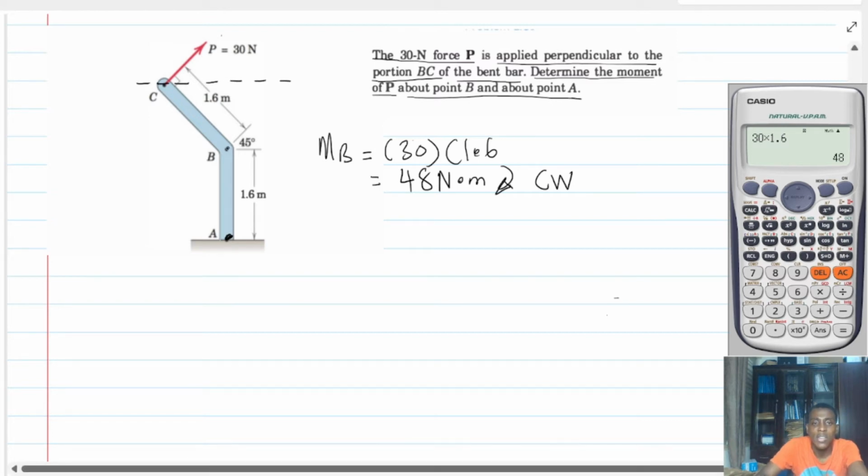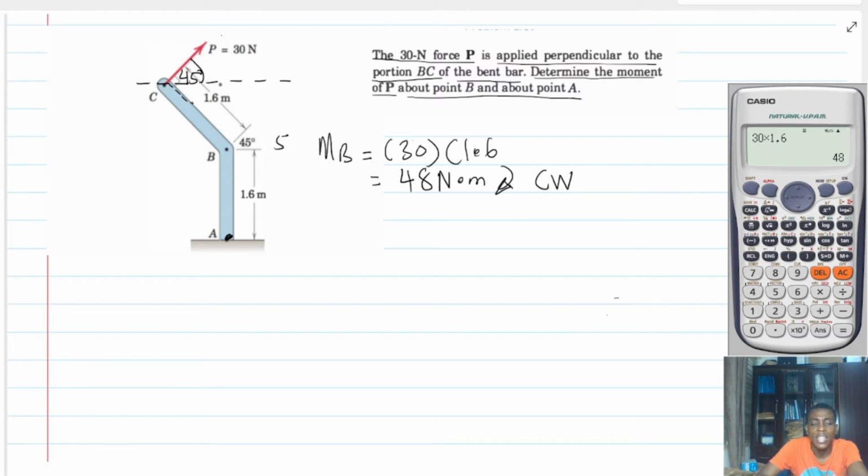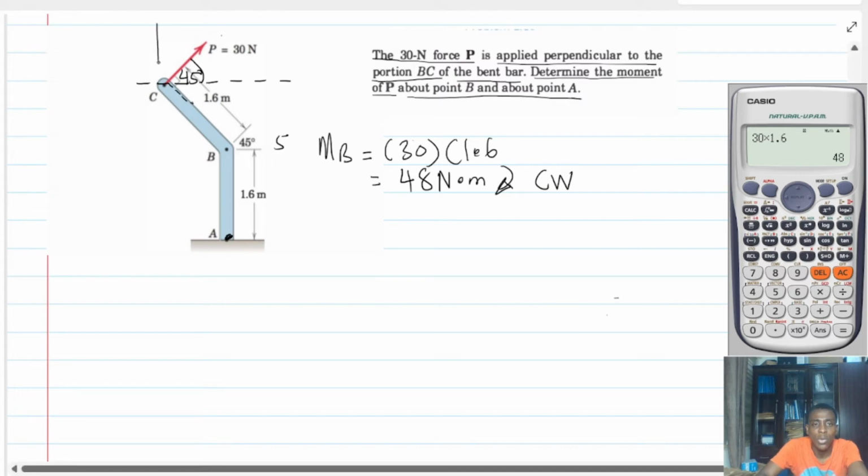By doing this, if this angle here is 45 degrees, then it means that we should have 45 degrees here, isn't it? In other words, we are saying that this whole bar makes an angle of 90 degrees with P. So we expect that half of it will be exactly 45. If that is the case, then we want to resolve this P, which is 30 newtons, along the Y and then along the X. Is that right?